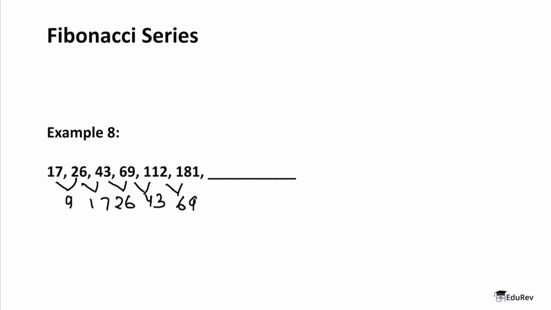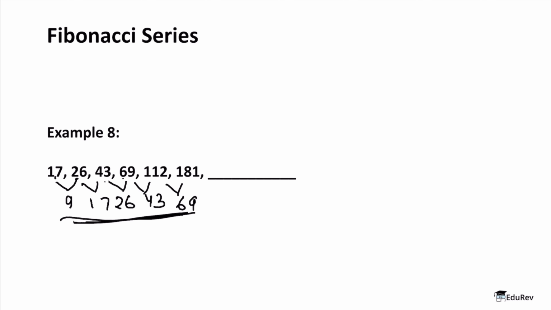As you can see, if I add 26 plus 17, I get 43. If I add 43 plus 26, I get 69. If I add 69 plus 43, I get 112. If I add 112 plus 69, I get 181. You see the pattern being formed here? Now this is the pattern of the Fibonacci series. So according to this, what would be the next term?